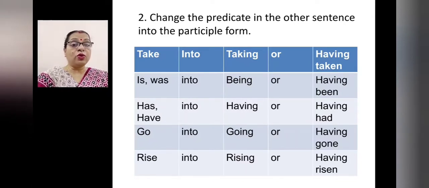So the verb was I took the books. So the root word is take. So take will become either taking or having taken. In the same way, was will change to being or having been. Has, have into having or having had. Go into going or having gone. Rise into rising or having risen.